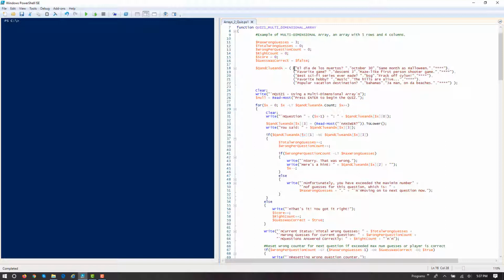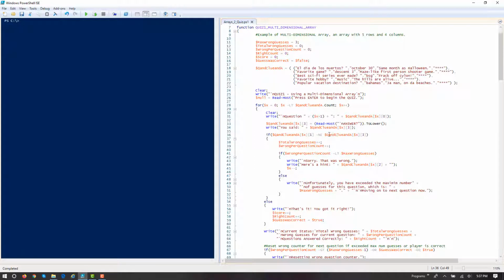So in this if block, we're going to say, hey, in this case, is the answer, right? 0 right now, we're still on the first row. And the second column, right? Column 0, column 1. So here's the answer: Octubre, or October 30th, right? If that is not equal to, and then $QandA[x][3], the last column, that's where we stored what they typed in, what we got from Read-Host, right?